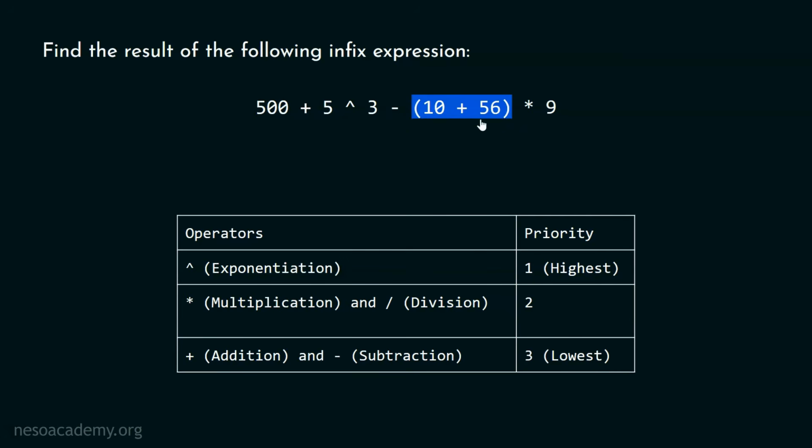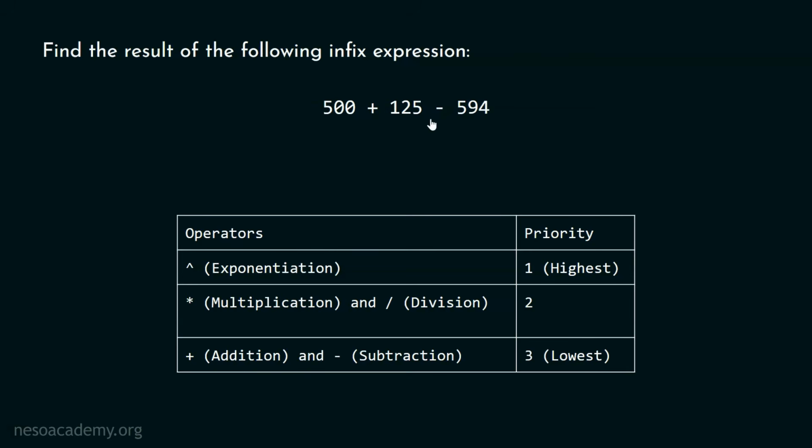Fine? What is 10 plus 56? It is 66. Now you can see there is no parentheses in this expression. Therefore, we can continue. We know that now the exponentiation will be performed. Therefore, 5 to the power 3 will be performed first. So what is 5 to the power 3? It is 125. Then after this, what is 66 multiplied by 9? It gives 594.